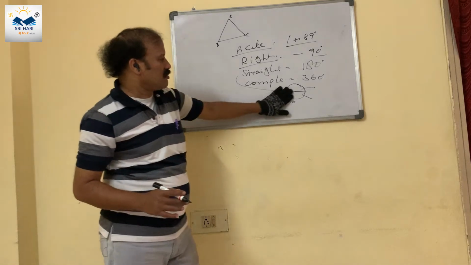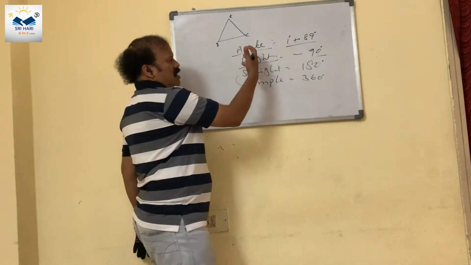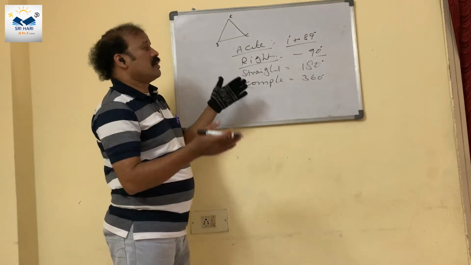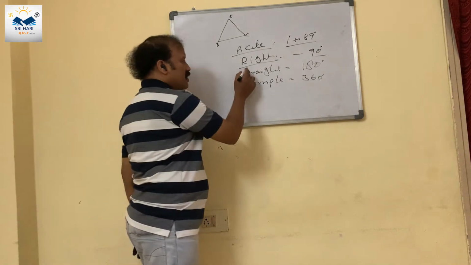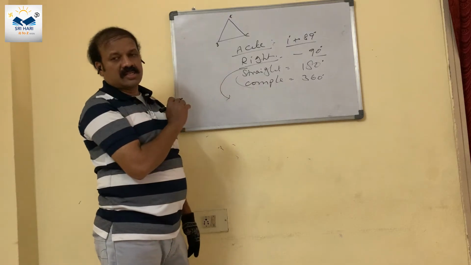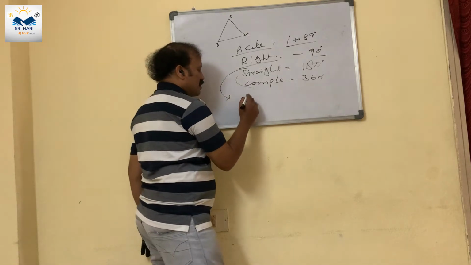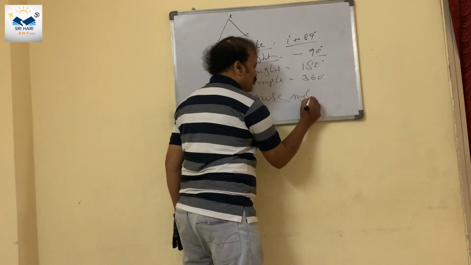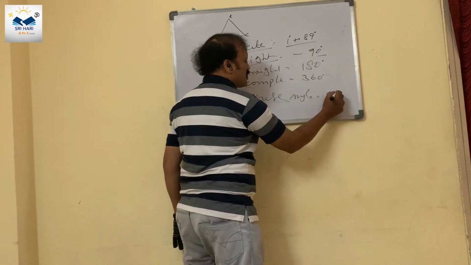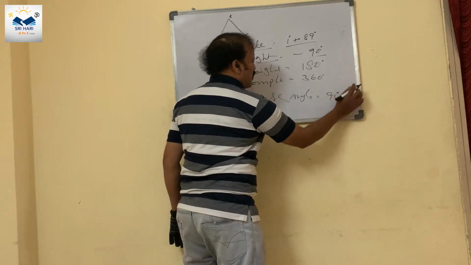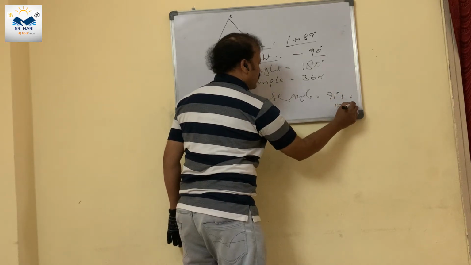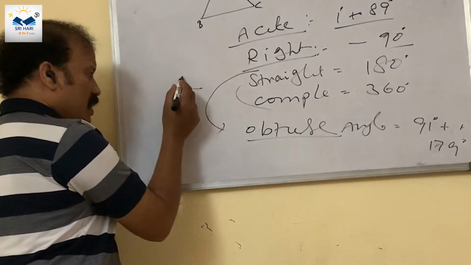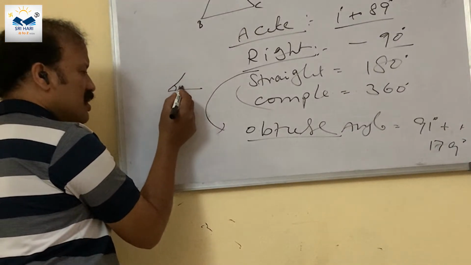Then after that, two more points are there. More than 90 and less than 180, in between, one angle. That is known as an obtuse angle triangle. Obtuse angle. That is above 90, means 91 to 179 degrees. It is an obtuse angle triangle. How is that obtuse angle triangle? Suppose this is 60 degrees.